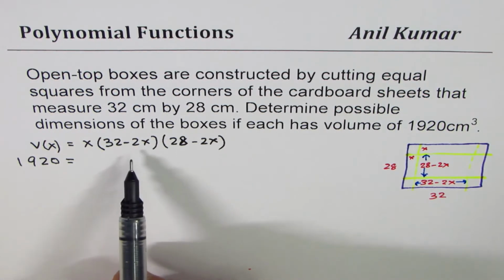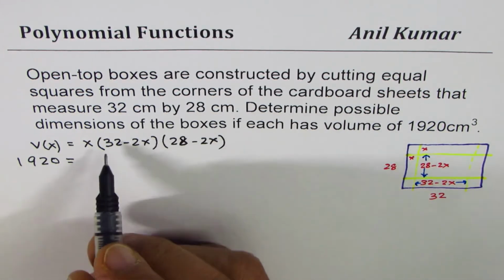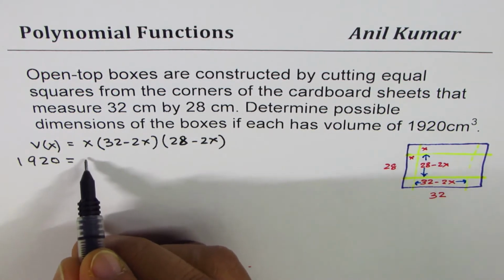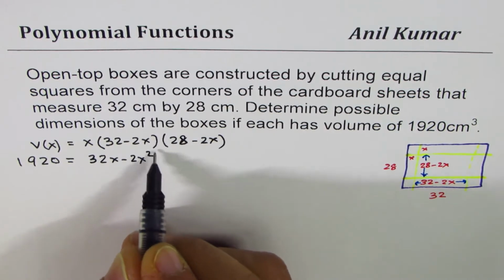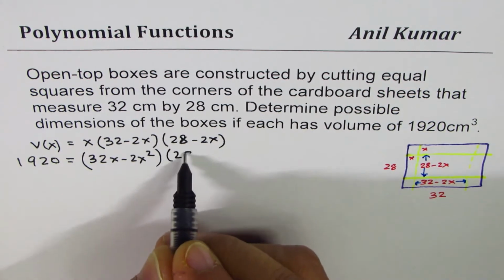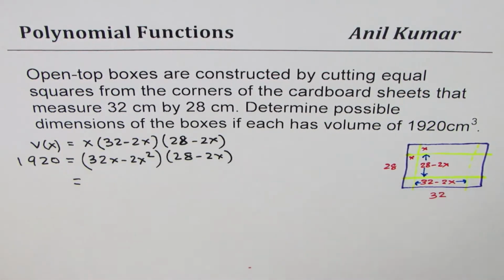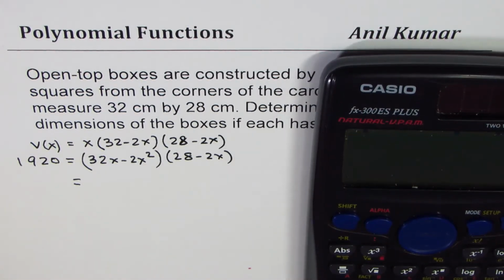Now I'll follow the standard method which we use for polynomials. So we'll expand this. Let's multiply by x first. So we get (32x minus 2x squared) times (28 minus 2x), and then we'll multiply each term. So we need a calculator. 32 times 28 is equal to 896.